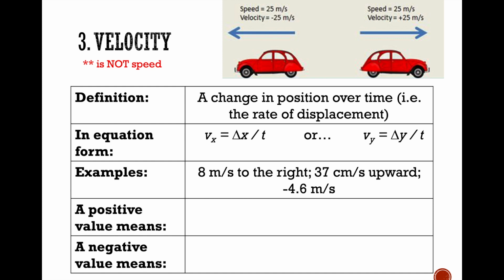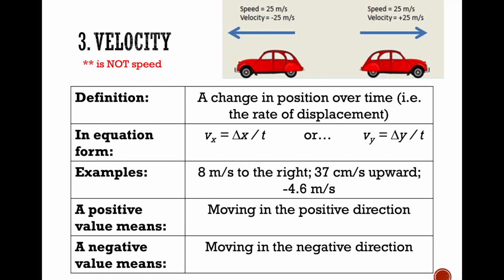And so when we get these positive and negative values, they now mean for a positive value that you're moving in the positive direction, just like displacement, and that you're moving in the negative direction, just like displacement. Okay, except that they're including the rate at which you're changing your position, right? The time. So we've got meters per second, centimeters per second, meters per second, or you could have like a miles per hour, or a feet per day would be an example of a velocity.